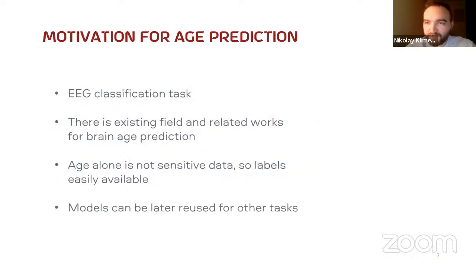For the purpose of testing this algorithm, we focus on the age prediction task. So we have EEG, which is going to be our X, and what is Y? Y in our case is age. Why? Because there are a lot of works in this field, people trying to predict and estimate the age of patients based on their EEG recordings. And that's partly because age is a freely available label. Other labels like diseases may be confidential, but age is not confidential information. So we have the age of the patient for almost all EEGs.